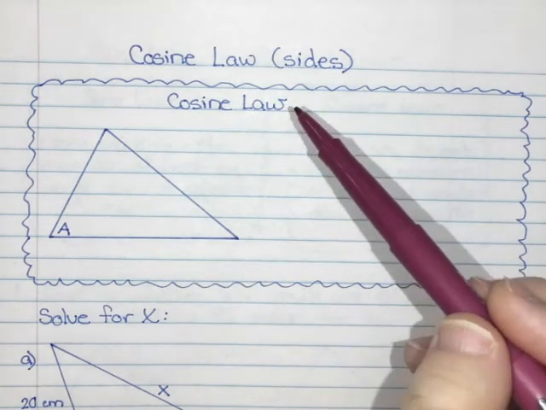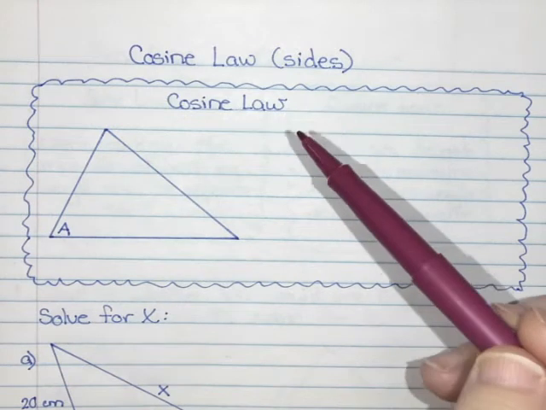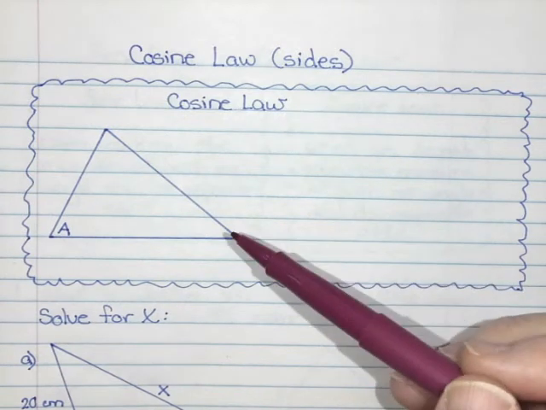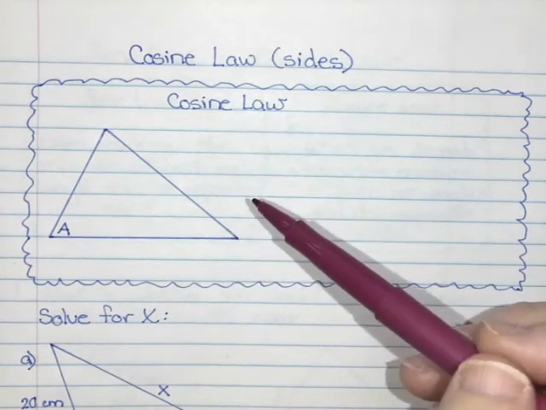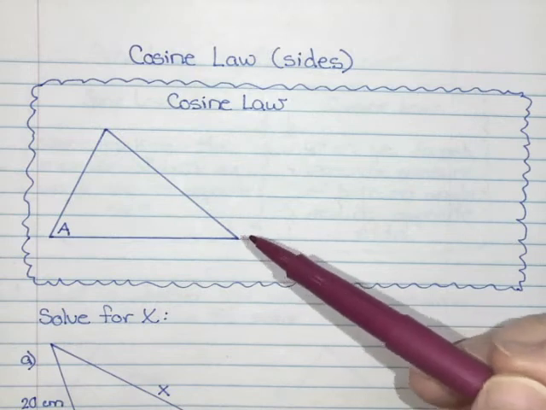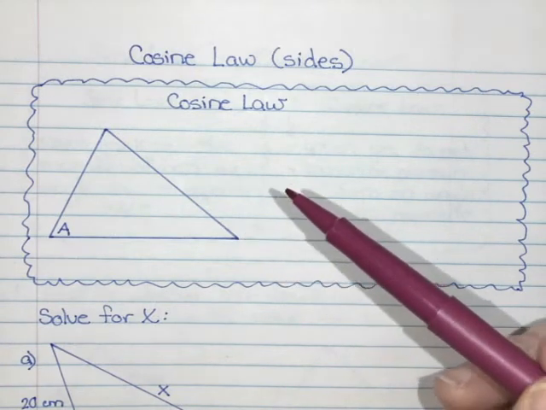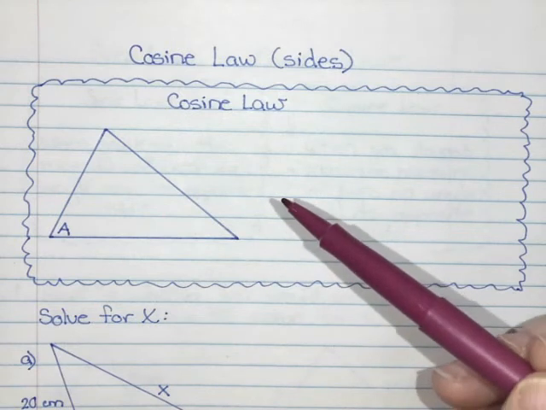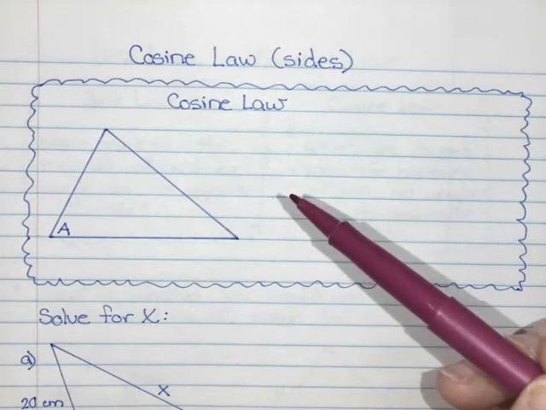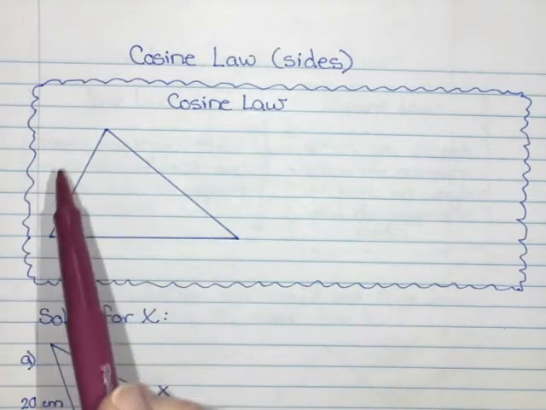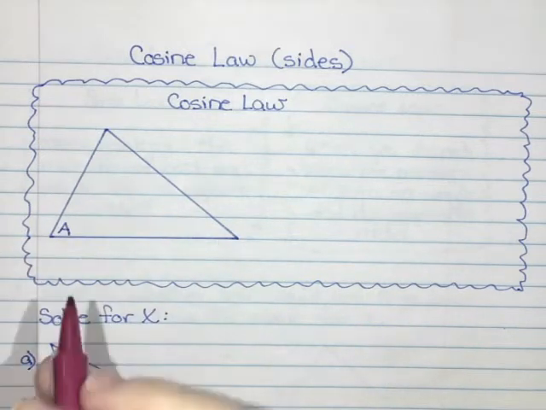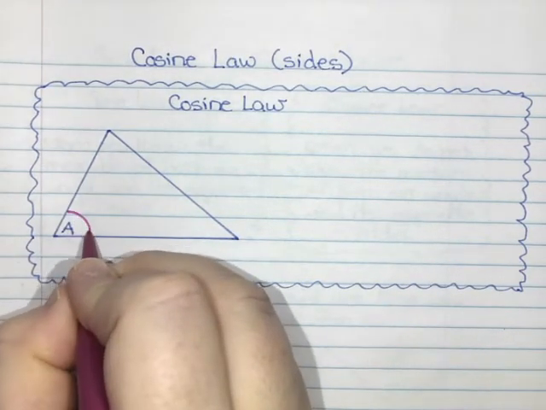And today we're going to talk about cosine law, which is another method that works for any type of triangle. So it does not need to be a right angle triangle for you to use cosine law. So cosine law looks a little scary in the beginning, but once you get to know it, it's actually not so bad. So I have a triangle here. It is not a right angle triangle, and I also have an angle that is marked.